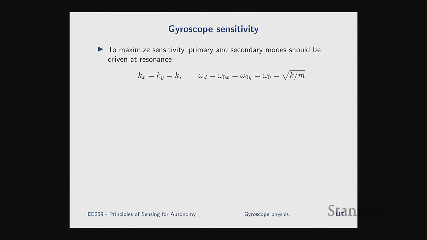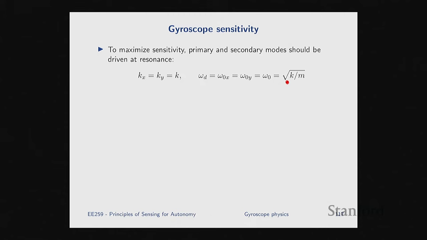So to maximize your sensitivity, essentially, what you do is you pick your values of your spring constant and the mass, and also your driving frequency omega d, such that both your primary and secondary modes are driven at resonance. And by that, we mean you can pick the same spring constant in the x and y directions, call that k, and with that, your omega 0 x and omega 0 y become the same, both equal to square root of k over m, call that omega 0.